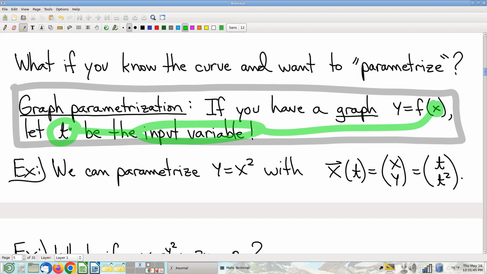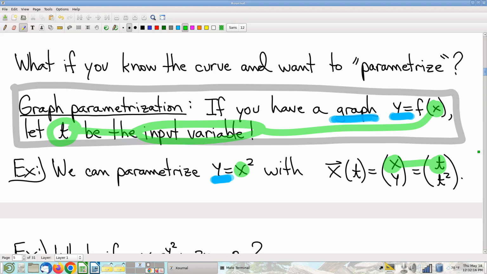Let me show you an example. So, okay, notice, we have here a graph. Now, I know specifically that this is a graph, right? Because we have y equals, and then it's an explicit function of x. So let's follow the rule. The rule says whatever the input variable is, let's let that be our parameter. Okay, my input variable is x, so I'm going to let x equal t. And I claim it's all over but the shouting.